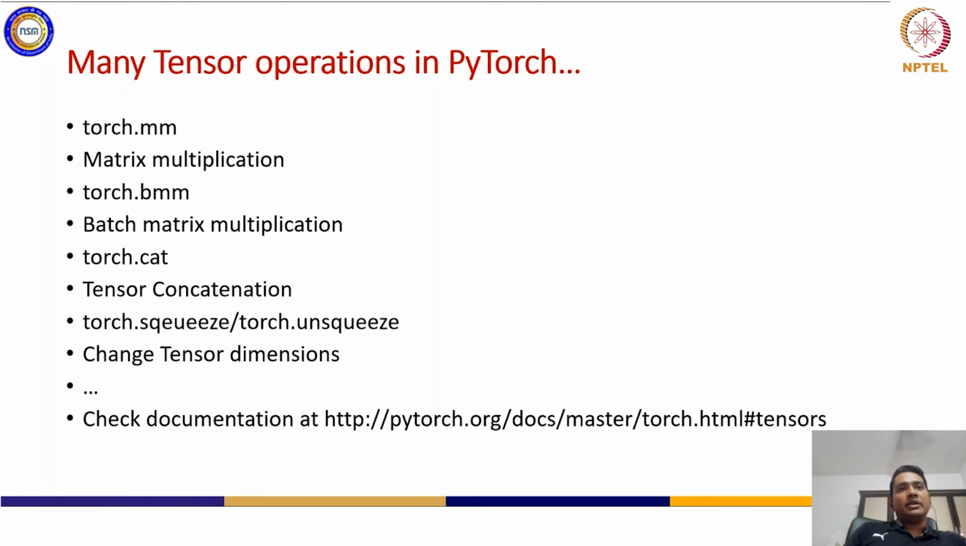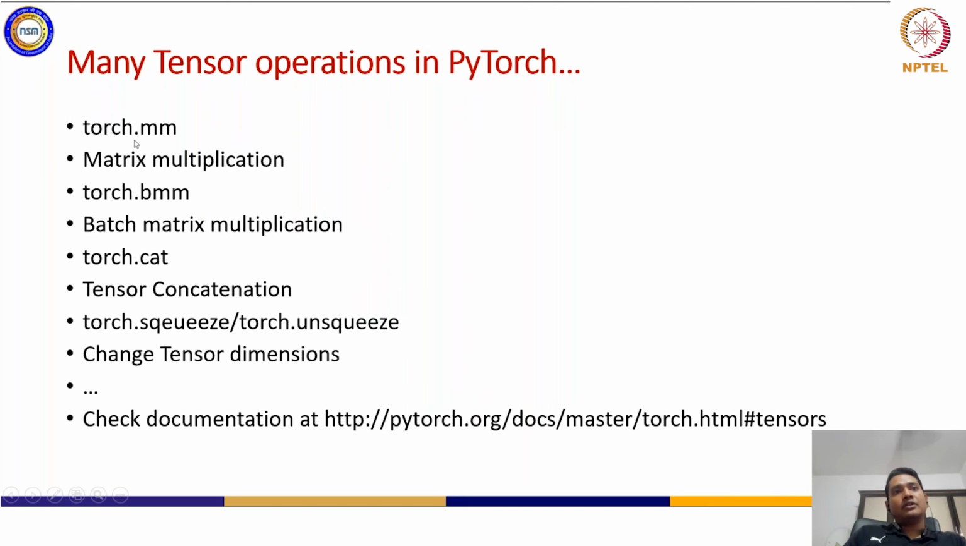Apart from batch matrix multiplication, there are other operations which are very, very important for your AI applications, like concatenation. So you can concatenate two tensors. You can also squeeze or unsqueeze tensors. So let's say you want to reduce the dimension of one tensor, let's say from 4-dimensional to 2-dimensional, then you use the squeeze function. If you want to increase the dimension, you will use the unsqueeze function, and so on.